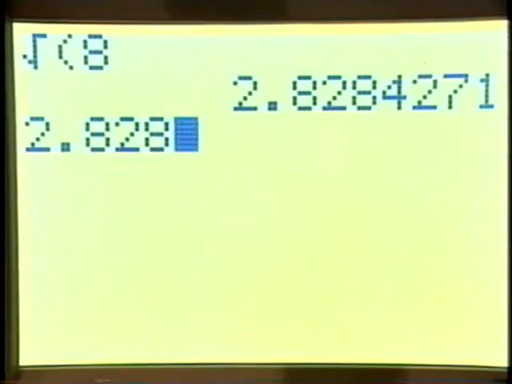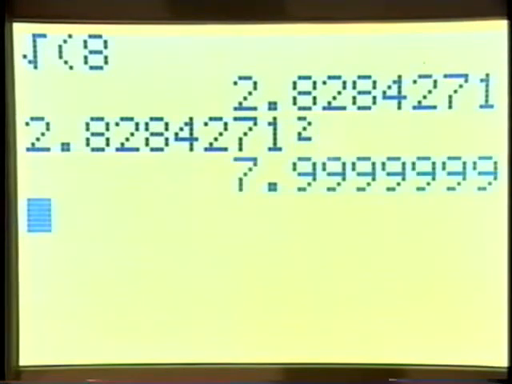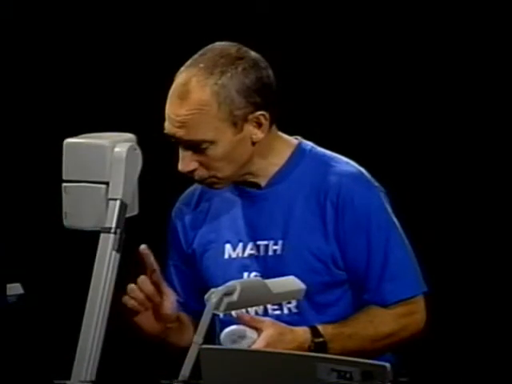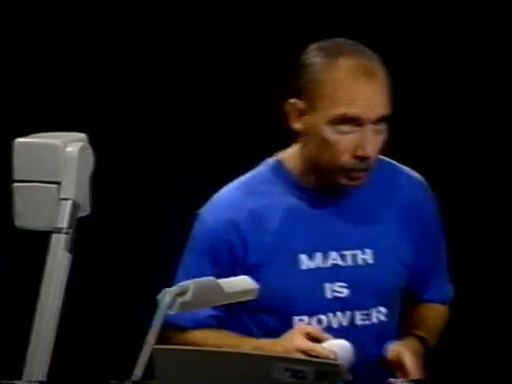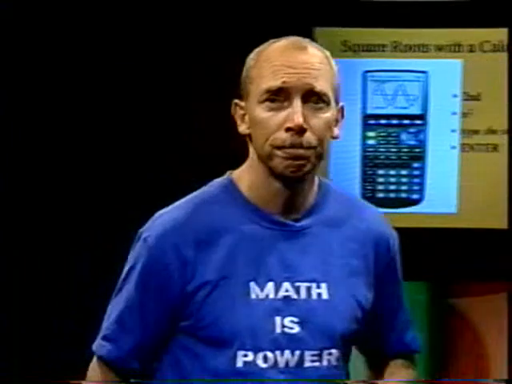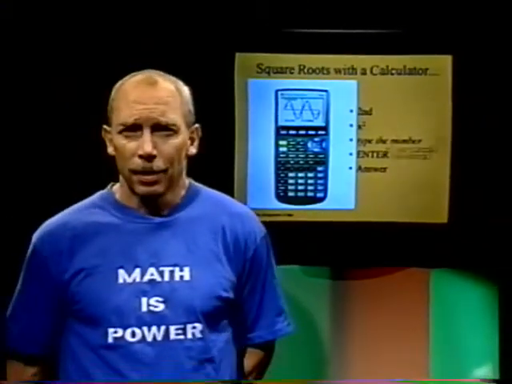2.828, no pattern. 4, 2, 7, 1. Okay, that's as far as I'll go. And I'll hit x squared and enter and see what I get. Well, it's a little bit low, isn't it? But it's as close as I can get at this point with this calculator to the square root of 8, because the square root of 8 is an irrational number. Okay? Let's come back and continue on. Okay, let's see.